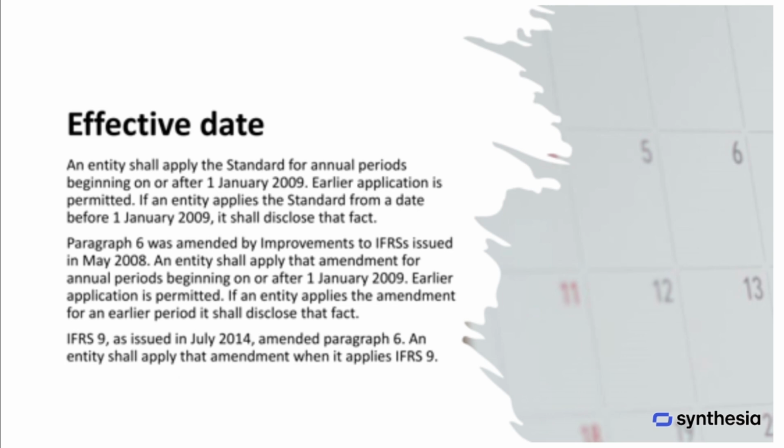An entity shall apply the standard for annual periods beginning on or after the 1st of January 2009, though earlier application is permitted. If an entity applies the standard from a date before the 1st of January 2009, it must disclose that fact. Paragraph 6 was amended by improvements to IFRSs issued in May 2008. An entity must apply this amendment for annual periods beginning on or after the 1st of January 2009, with earlier application permitted. If an entity applies the amendment for an earlier period, it must disclose that fact.